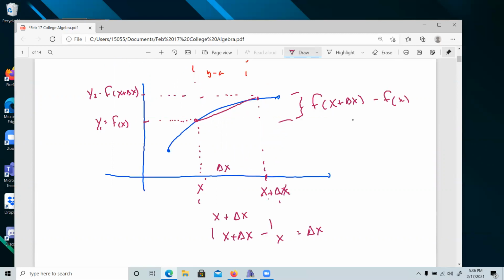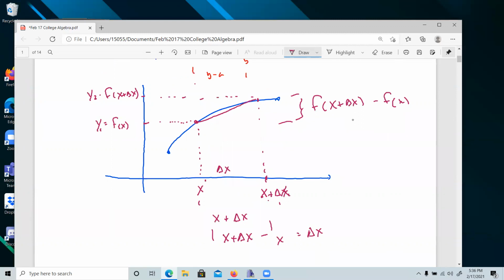This is exactly the same thing that we just did. This is f of x plus delta x minus f of x, divided by delta x. That's the slope here. It's still the same slope, except it isn't constant. So we call it difference quotient, or average rate of change. Those are both the same thing.